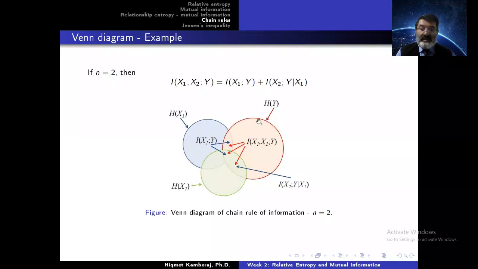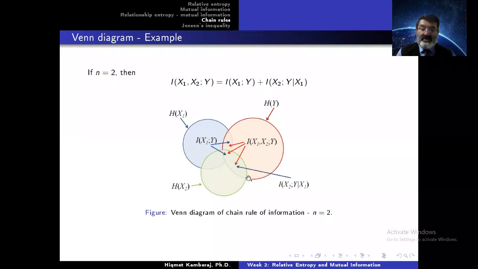Now the first term on the right hand side is the mutual information between x1 and y. So the blue circle gives me the entropy of x1. The red circle gives me the entropy of y. And the green circle gives me the entropy of x2. Now the mutual information between x1 and y here is, I'm just following my cursor, all this area, which can be seen as a sum of two terms: this term here and this term here.